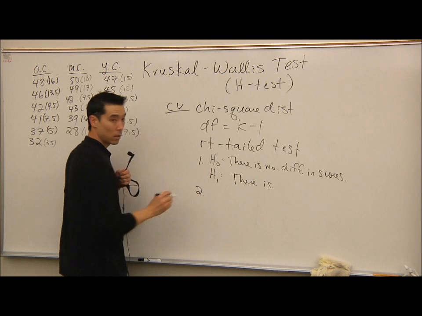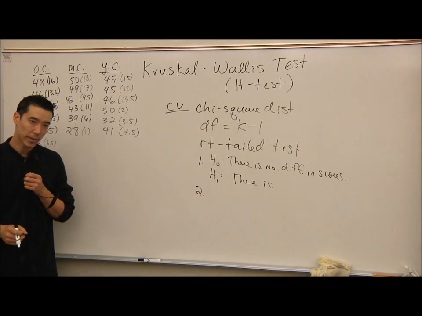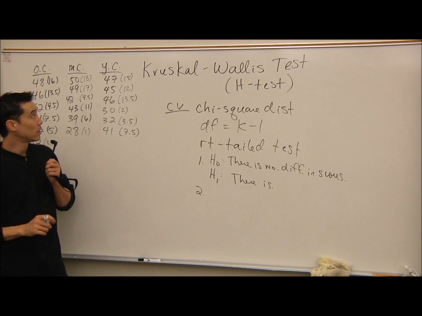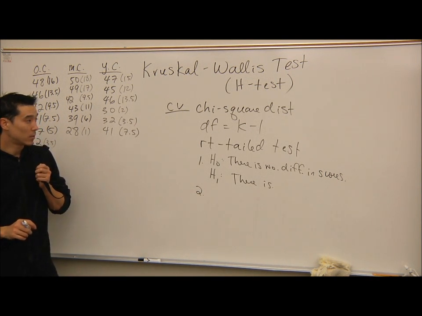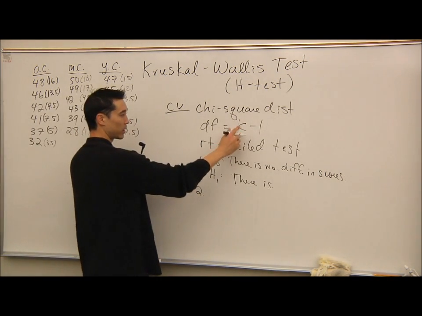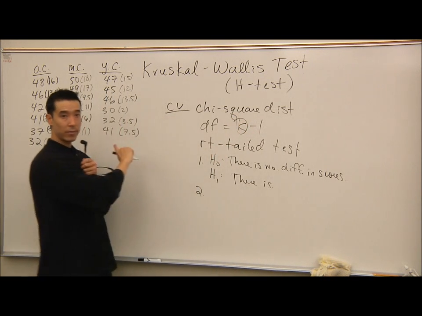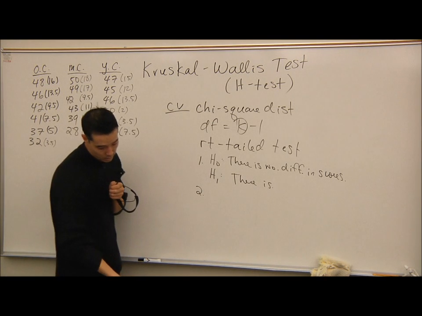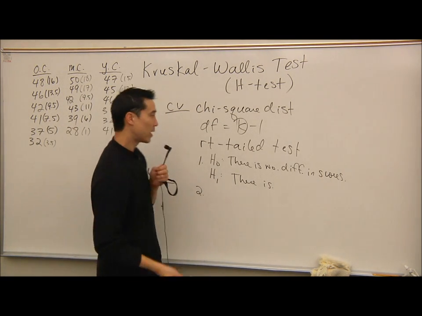Step 2, go ahead and find the critical value for me. I told you it was chi-squared. I told you it's always right-tailed. And I also told you the degrees of freedom is k minus 1. K is how many groups we had? We had 3 groups: oldest children, youngest children, and middle children. Did I tell you what alpha to use? No. 0.05.